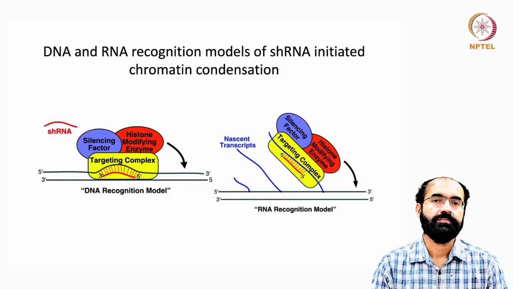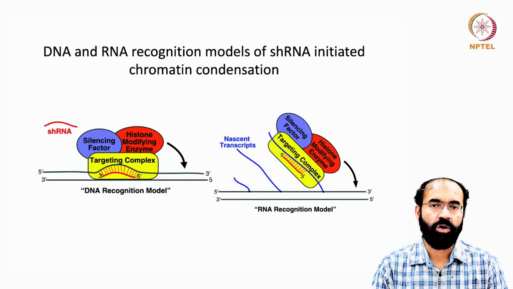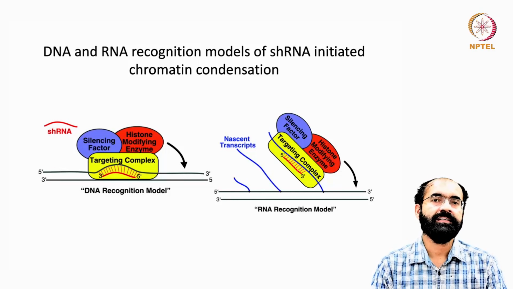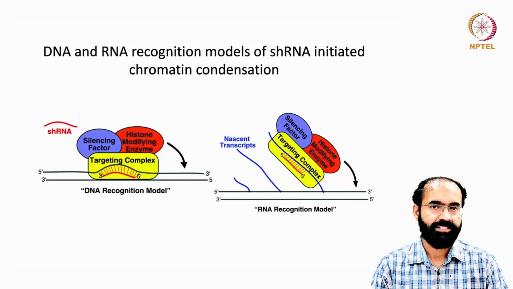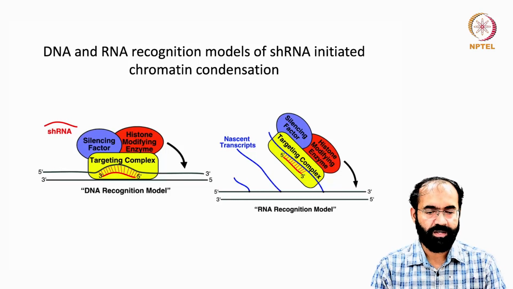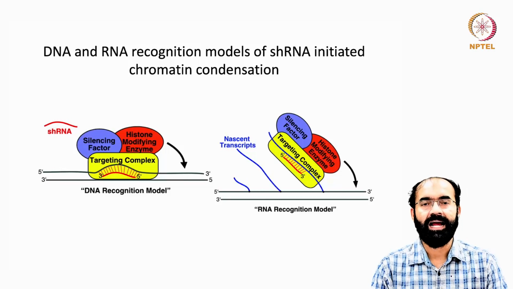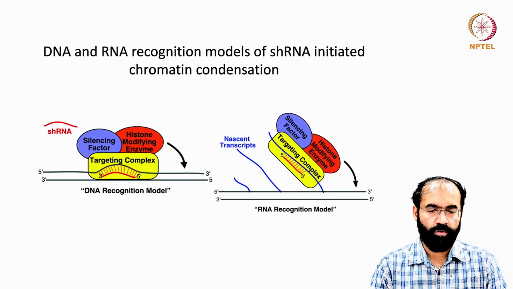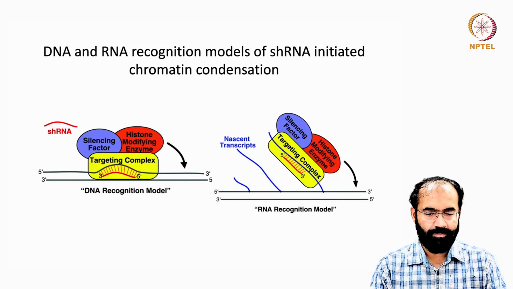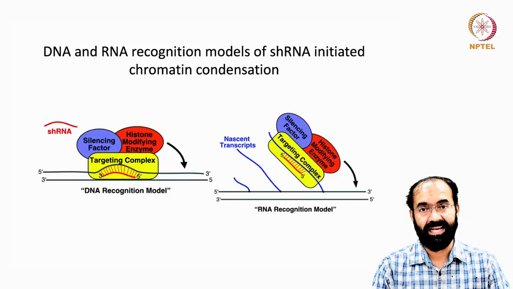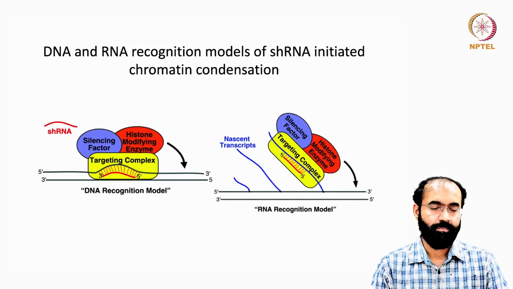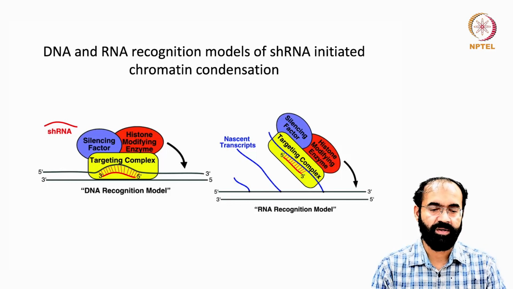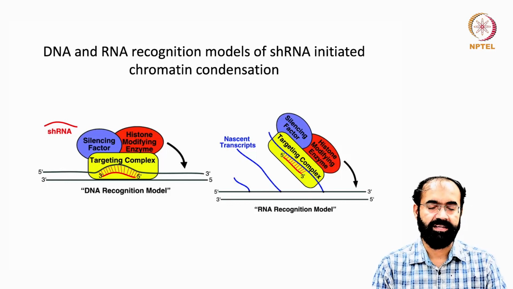So we were learning the importance of shRNA in regulating genomic imprinting, and there are two models. One is the DNA recognition model and the other is the RNA recognition model. In both models it follows a similar pattern, except that in the DNA recognition model, there is no need of gene expression. It can be imprinted because of an shRNA coming from elsewhere, binding onto one of these DNA strands and triggering the silencing event.